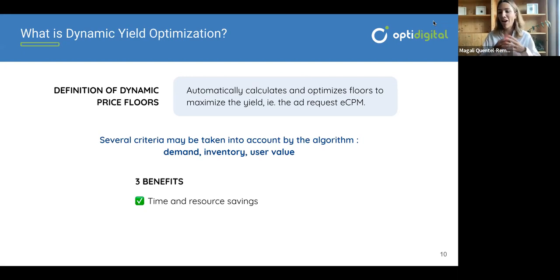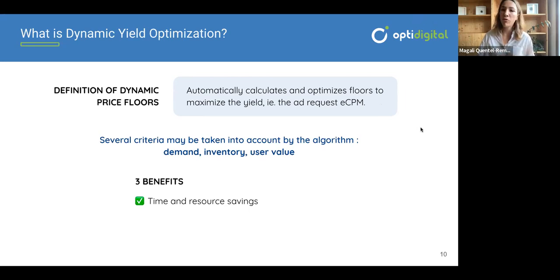It calculates hundreds of price floors. It's not just like, okay, I'm going to calculate one floor per month. No, it has to be impression per impression. Several inputs are taken into account by the algorithm, maybe related to demand, seasonality, let's say, for example, weekdays versus weekends, inventory (am I in an above-the-fold ad placement or below?), and user value. Users do not all have the same value.